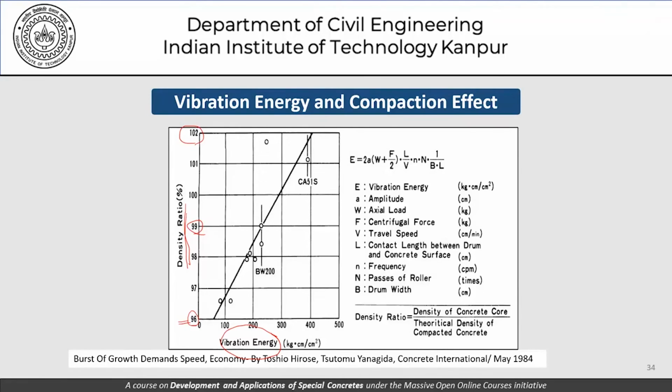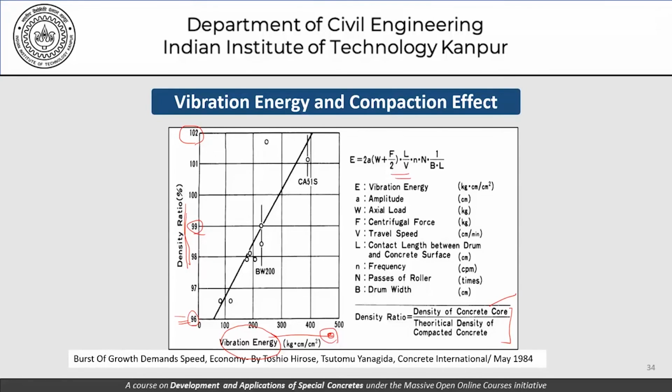This is the ratio of concrete core to the theoretical density of compacted concrete. So there is a very small range that we are working with, 96 to 102, and what is there on the x-axis is equally interesting.